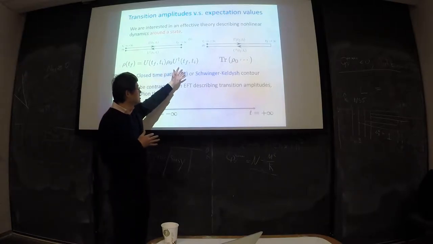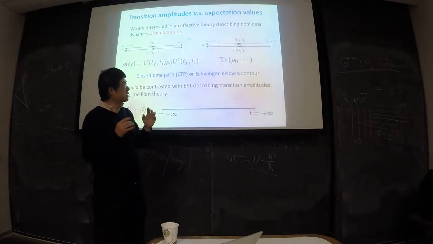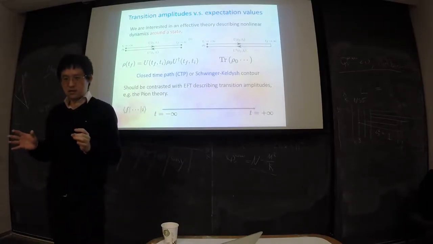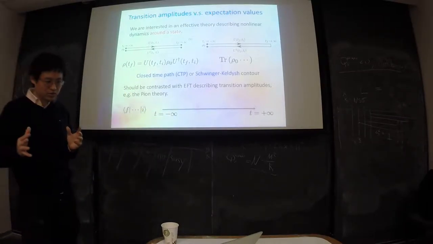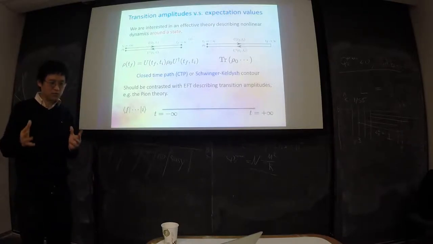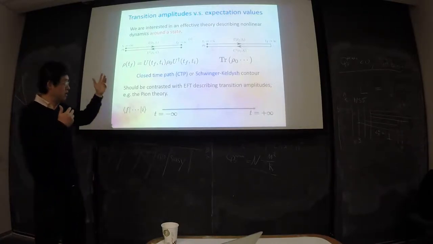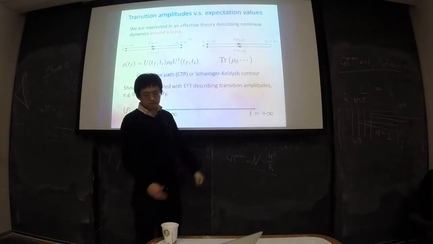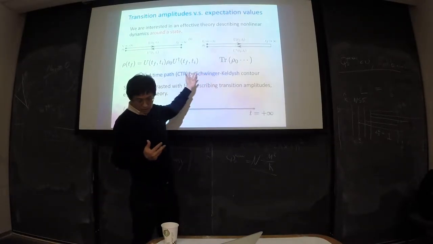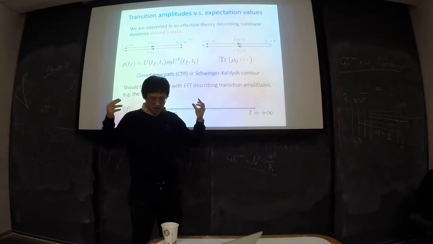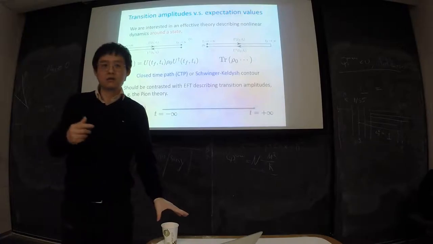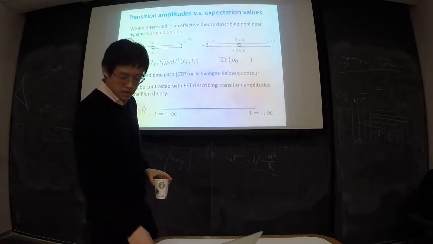Once you do this, then fluctuation and dissipation are automatically incorporated. You don't need to introduce any additional tricks to get dissipation. It will be automatically incorporated in this formalism, because the thermal density matrix includes the dissipation itself. Good.